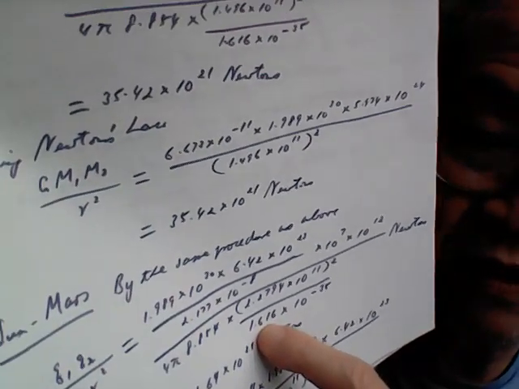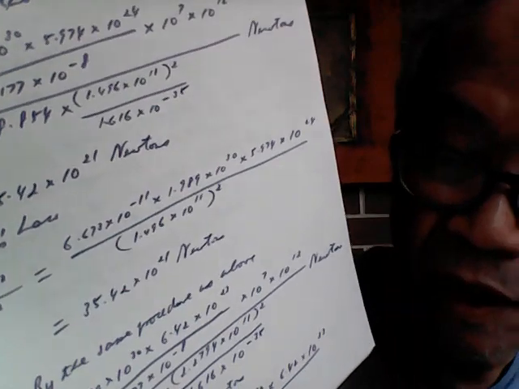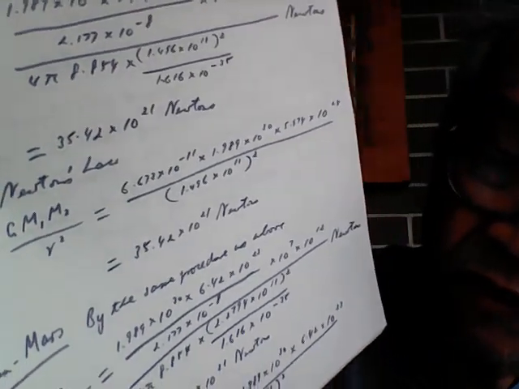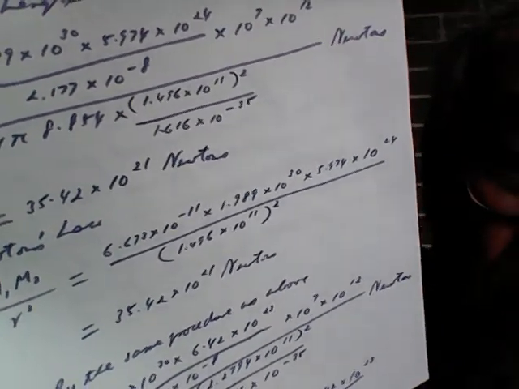divided by 1.616 times 10 to the power minus 35, the Planck length. And what's the final answer? It is 1.64 times 10 to the power 21 newtons.